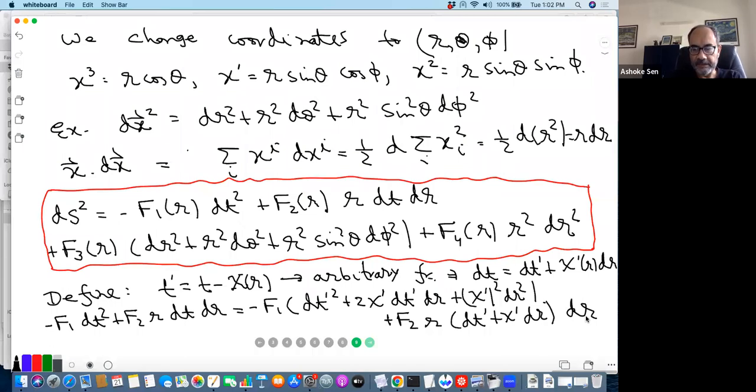Is this clear? F3 and F4 terms we will leave as they are. Okay, they are not affected by this change. Now the idea is that we will try to adjust chi. Chi is completely up to us to choose. We are going to adjust chi so as to get rid of the dt prime dr term.